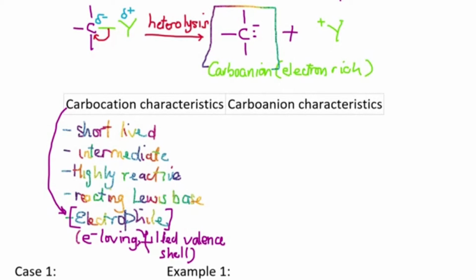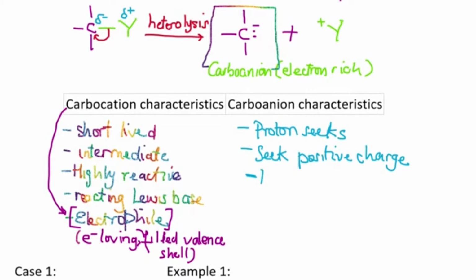Carbanions are proton seekers, so that means they take protons. Second, they also seek a positive center. This will be important in the examples we're going to show later in this video. So they seek positive charge. Also, they donate electrons, mainly the electron pair.